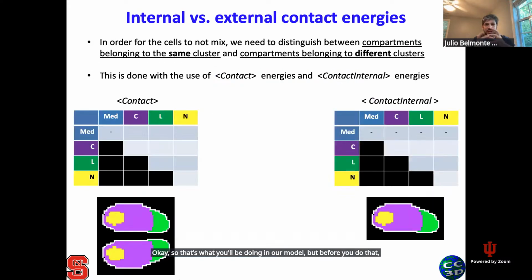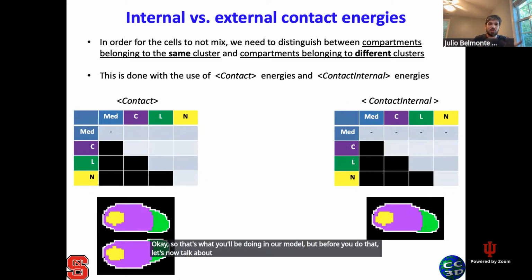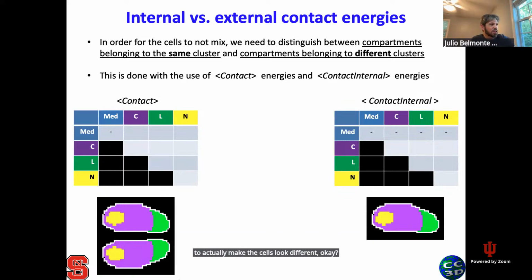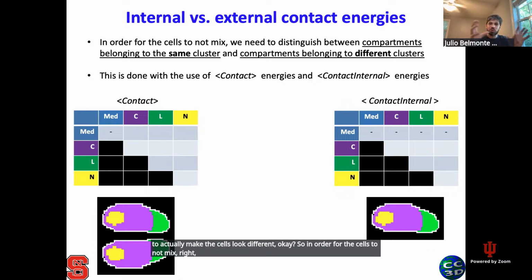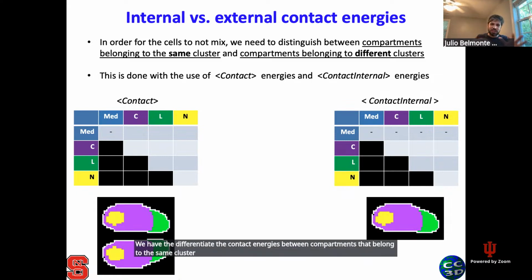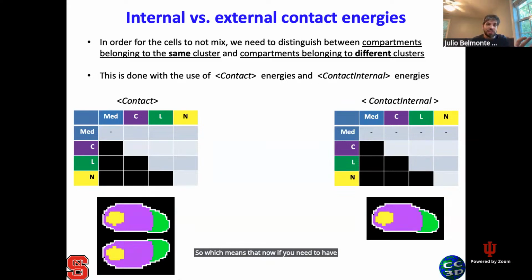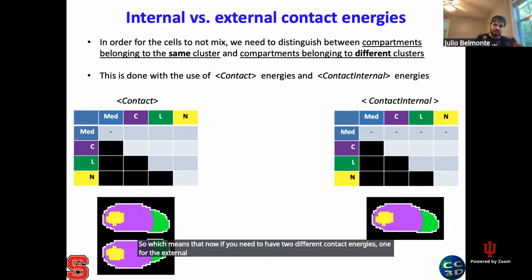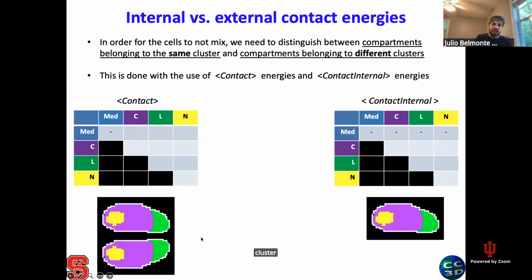But before you do that, let's talk about exactly where the cluster ID comes into play to actually make the cells look different. In order for the cells to not mix, we already distinguish which compartment belongs to each cluster by assigning the cluster ID. But on top of that, you have to differentiate the contact energies between compartments that belong to the same cluster and contacts between different clusters. So you need to have two different contact energies. One is for the external contacts, for cells that have different cluster IDs, and that's going to be our original contact energies.